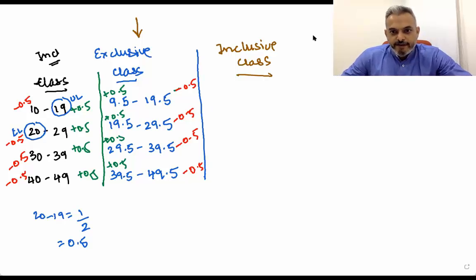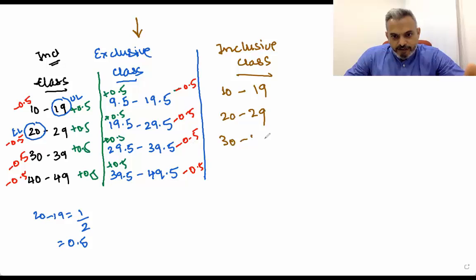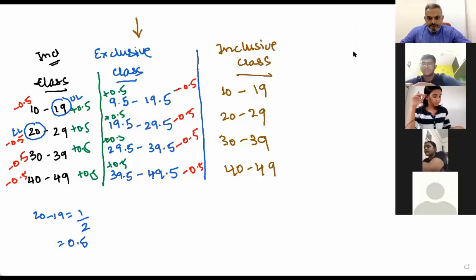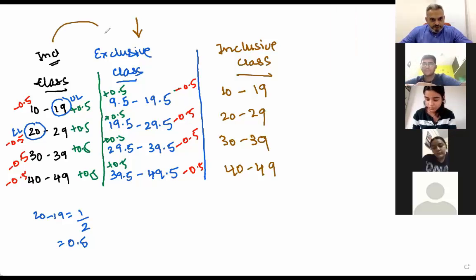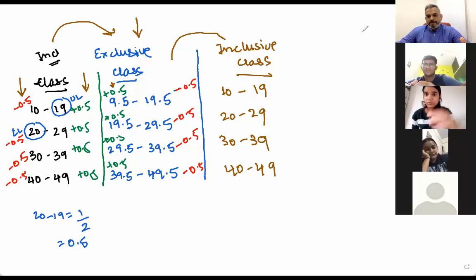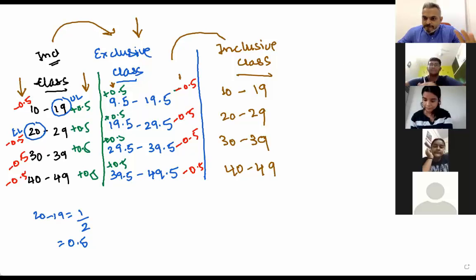So what we get is 9.5 plus 0.5 is 10, 19.5 minus 0.5 is 19, then 20 to 29, 30 to 39 and 40 to 49. So you can see that to convert inclusive to exclusive, we subtracted here and added here. Now to convert exclusive back to inclusive, we added here and subtracted here, we reversed it. Did everyone understand this?